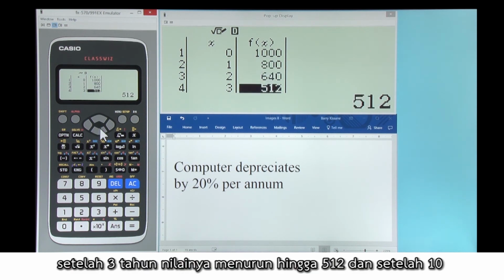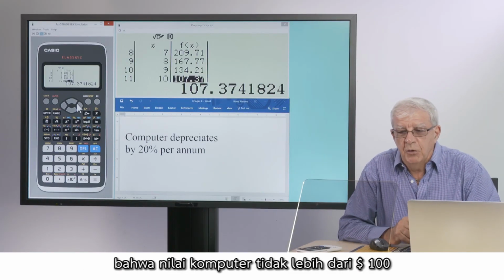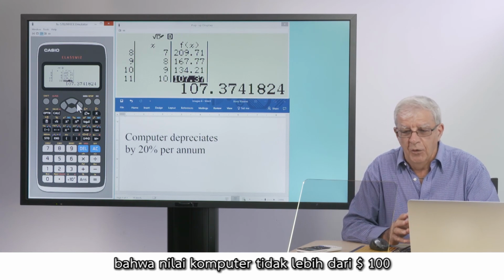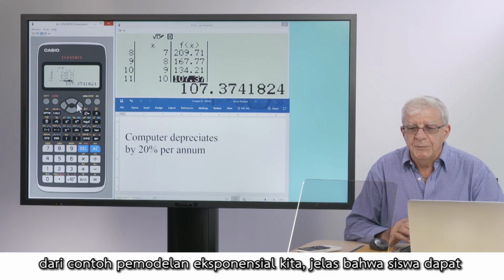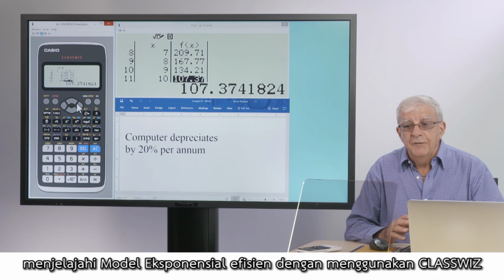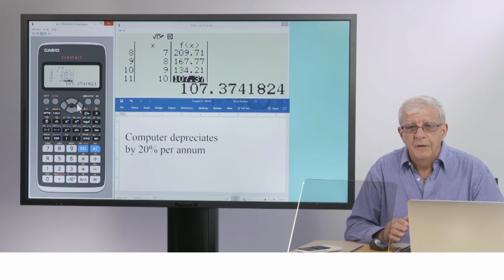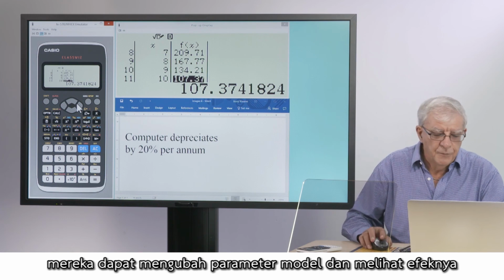After 3 years, the value is declined to 512, and after 10 years, we can see that the depreciation model shows that the value of the computer is not much more than $100. So that's the end of our examples of exponential modelling. It's clear that students can explore exponential models efficiently with ClassWiz and solve some practical problems. They can change the parameters of the model and see their effects.